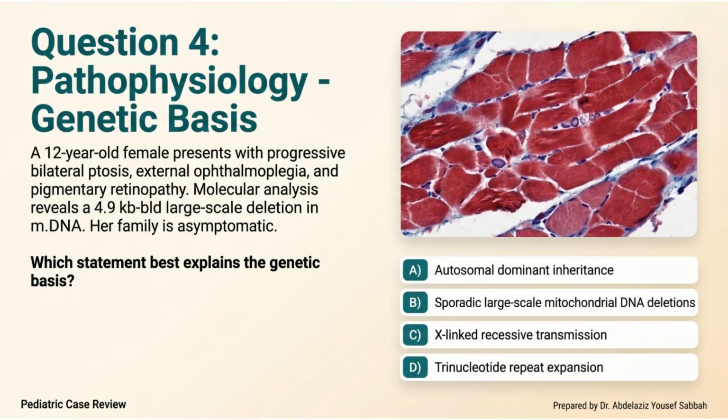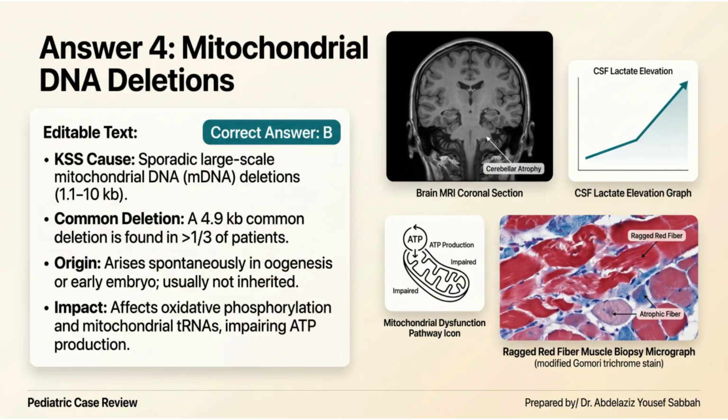Case 4. A 12-year-old female presents with progressive drooping of both eyelids, weakness of the eye muscles, and pigmentary retinopathy. Molecular analysis reveals a 4.9 kilobase large-scale deletion in the mitochondrial DNA. Her family members are all asymptomatic. Which statement best explains the genetic basis of her condition? Option A, autosomal dominant inheritance. Option B, sporadic large-scale mitochondrial DNA deletions. Option C, X-linked recessive transmission. Option D, trinucleotide repeat expansion. The correct answer is option B.